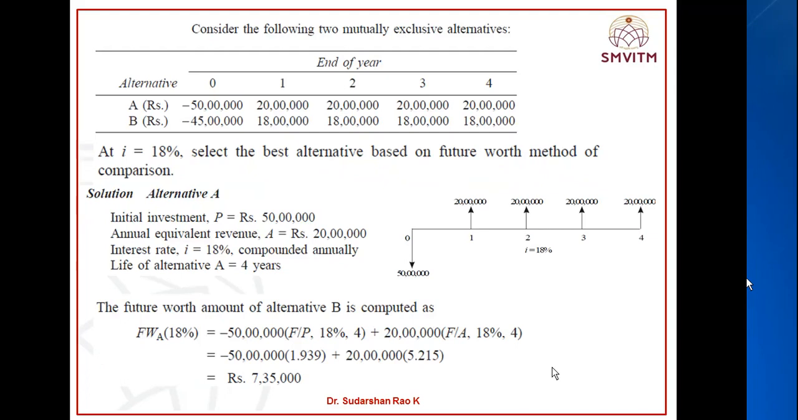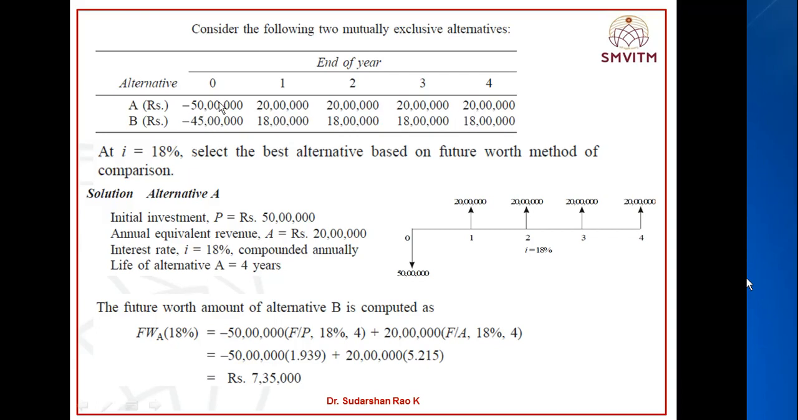The first one: consider the following two mutually exclusive alternatives, alternative A and B. The cash flows: minus 50 lakh at the end of the 0th year, and 20 lakhs for each of the next 4 years for the first alternative. For alternative B, the initial investment is 45 lakhs and then 18 lakh for the next 4 years. The return is 18 lakh, positive, whereas negative is the investment.